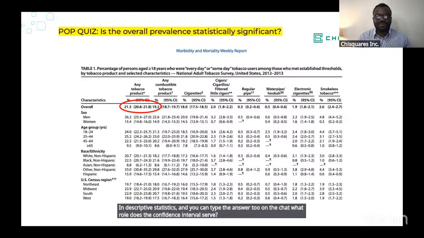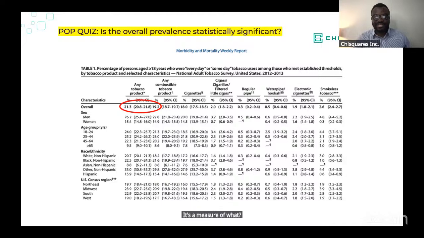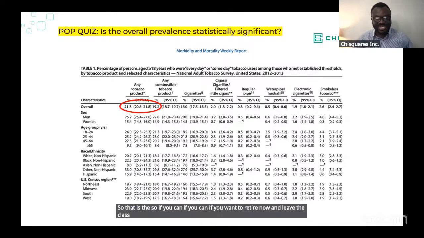It's a measure of what? Excellent. Pass the judge, excellent. It's a measure of precision. It's not a measure for us to make inference about the result is significantly different from the other. No, no, no. So if you want to retire now and leave the class, if you've learned that's the one thing you can take, that's awesome.